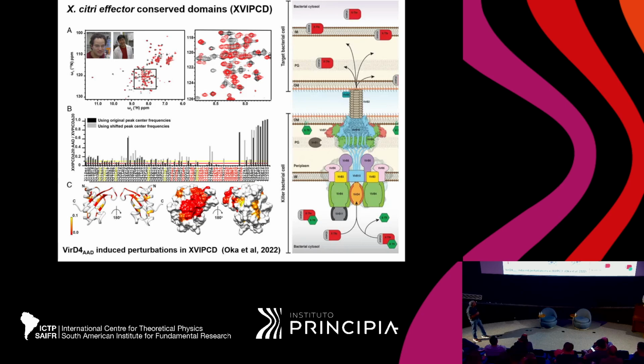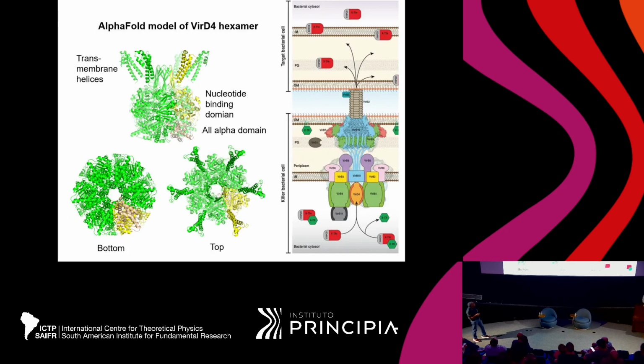We can map this to the XVIPCD domain, and the most perturbed residues correspond to this beta sheet, and especially these hydrophobic residues at the center of the beta sheet, and also some hydrophilic residues in these loops here. So, now, how does this XVIPCD domain interact with VIR-D4?